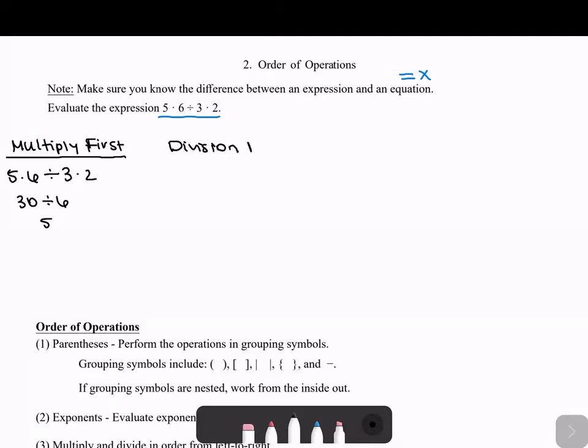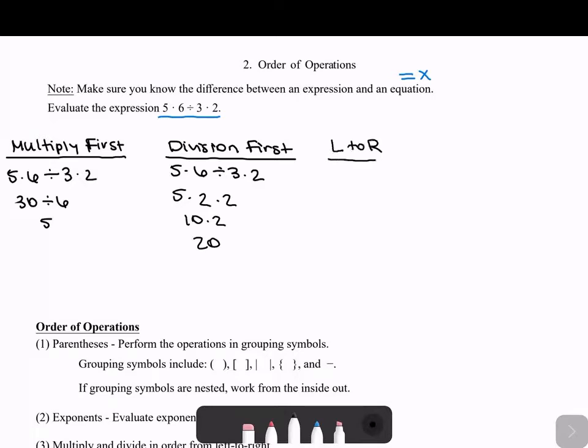But another way to do this is to do division first. So 5 times 6 divided by 3 times 2. If we do division first, we do the 6 divided by 3 first. So this is 5 times 2 times 2, which is 10 times 2, which is 20. So if we do division first, this is the answer that we get.